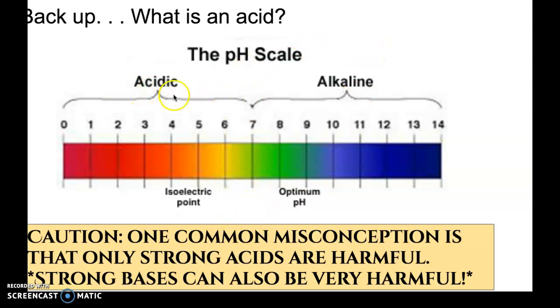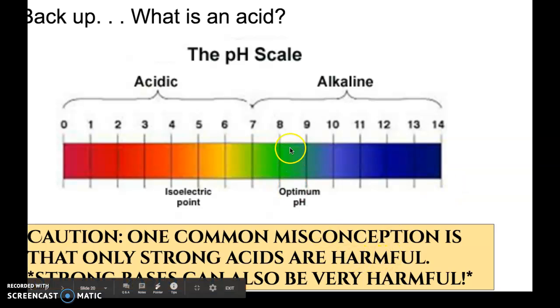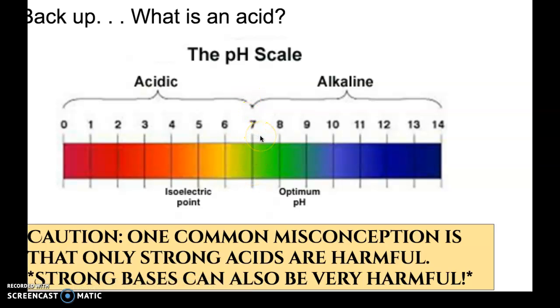Remember, acid, anything from 0 to 6.999. Base, anything from 8 to 14. And then our neutral is 7 right here. Exactly 7. So 7.000001 to 14 is basic. Exactly 7.0 is the only thing that is neutral. And the more neutral it is, the less harmful it is in general.